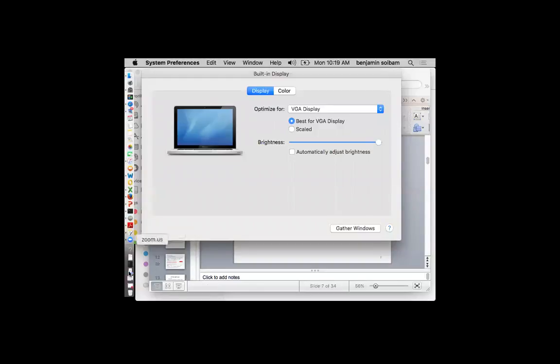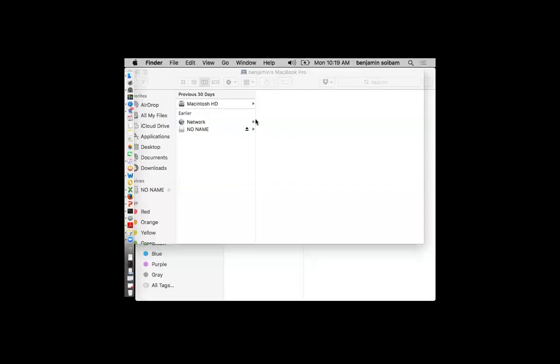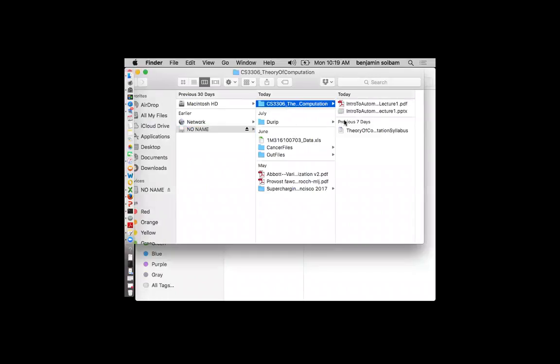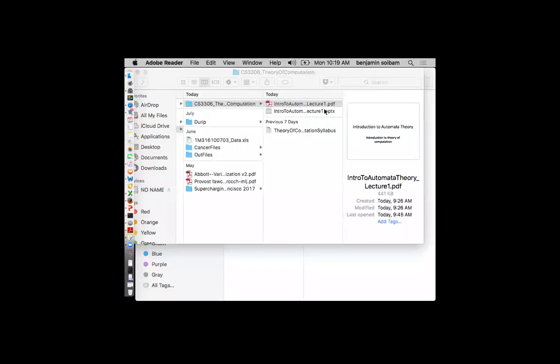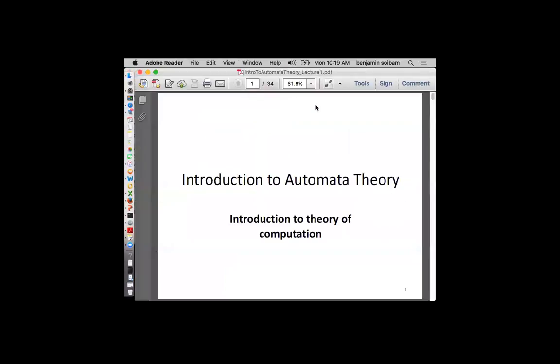Let me go back to my PDF file, because some of the images are basically missing here. Okay, hang on.